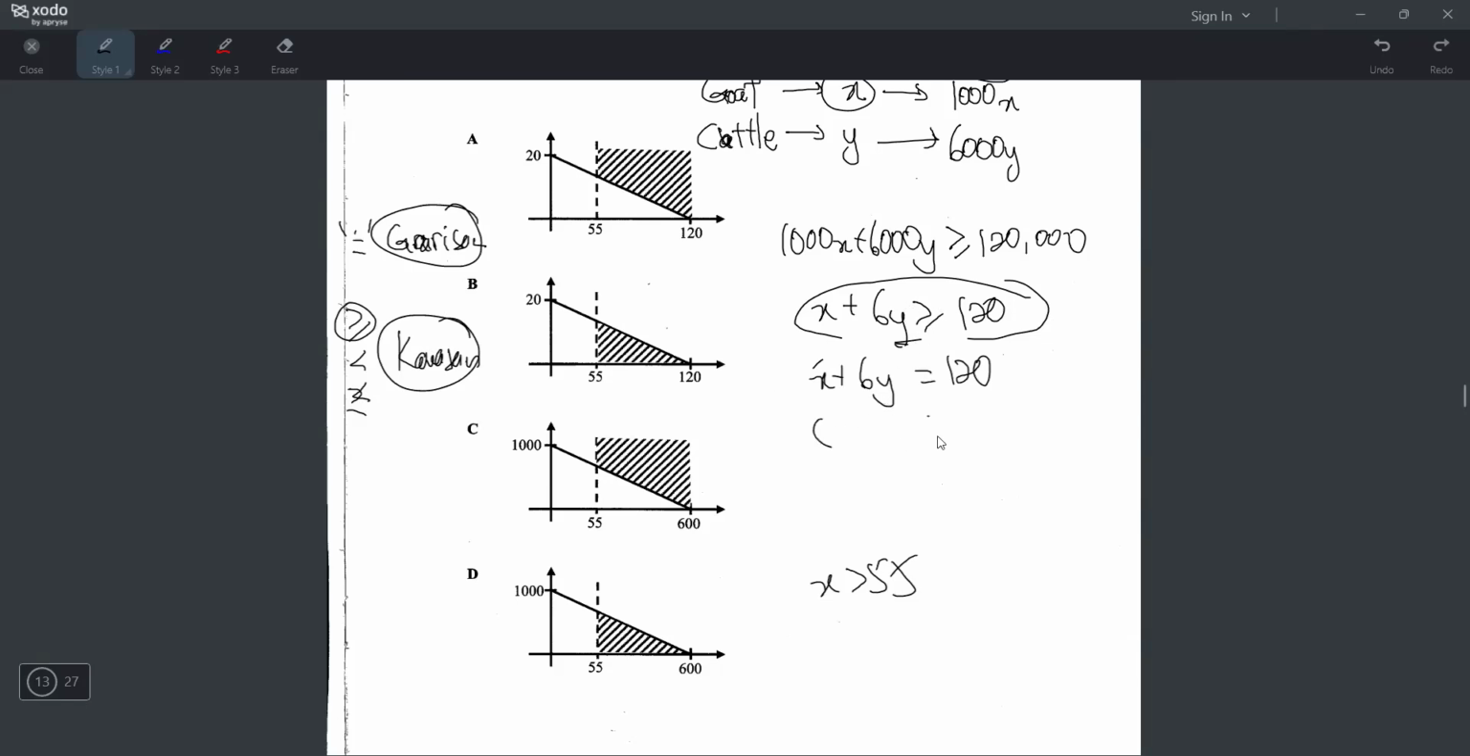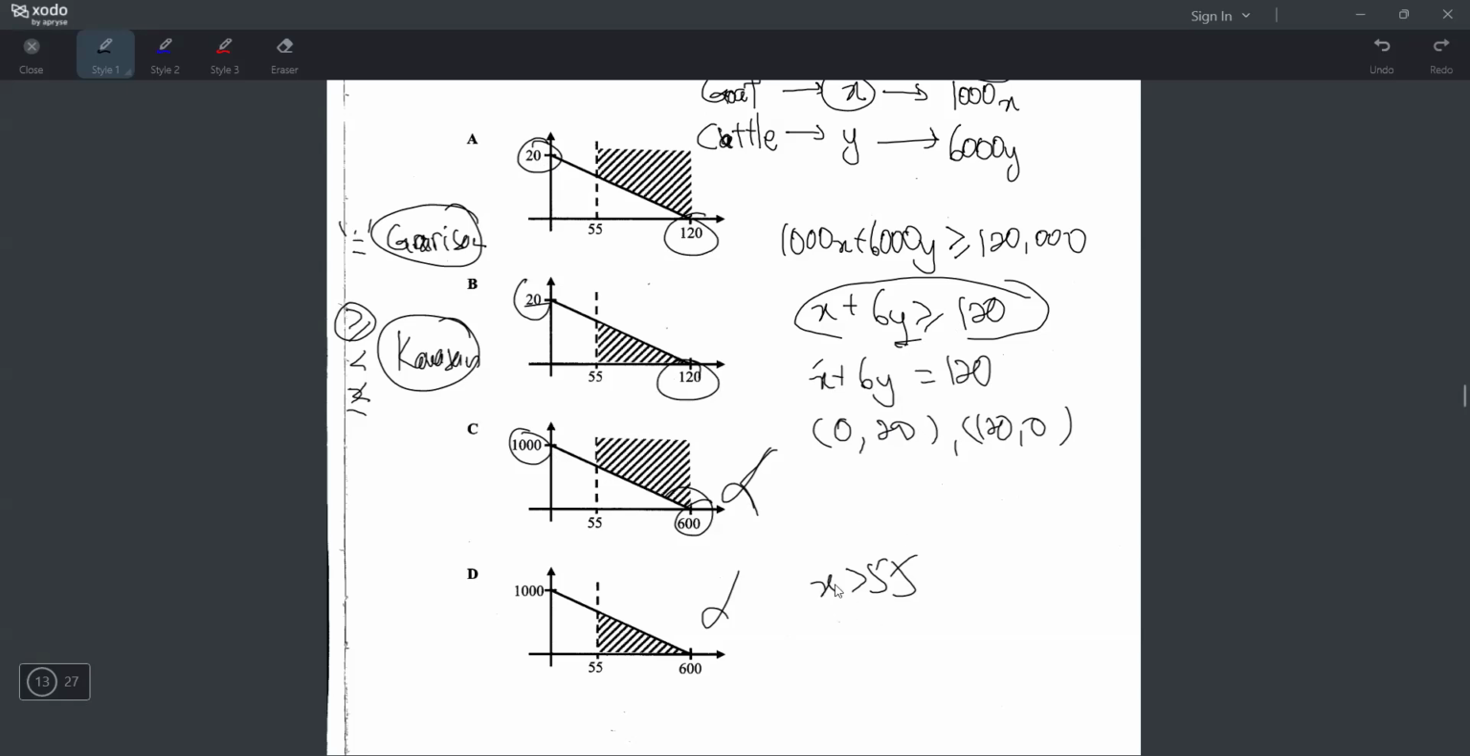So I change to equal and then I find 2 points. Usually I will sub x equals 0, y equals 0. So when x is 0, my y will be 120 divided by 6, which is 20. When y equals 0, x will be 120. Just sub inside. That means this line will pass through (0, 20) and (120, 0). This is the y-intercept, this is the x-intercept. So I know C and D are wrong already, because the x-intercept and y-intercept for the line are not the same. But this one is correct: (0, 20), (120, 0).